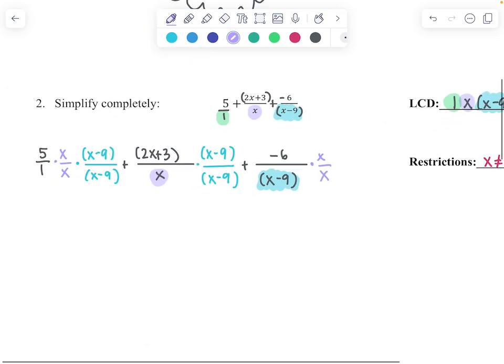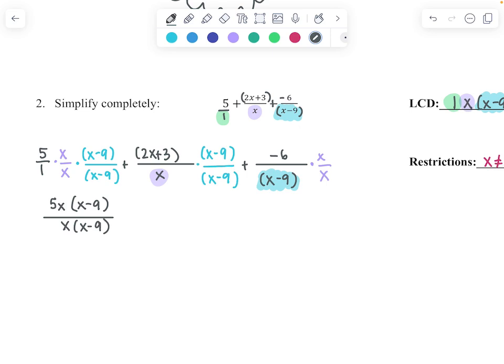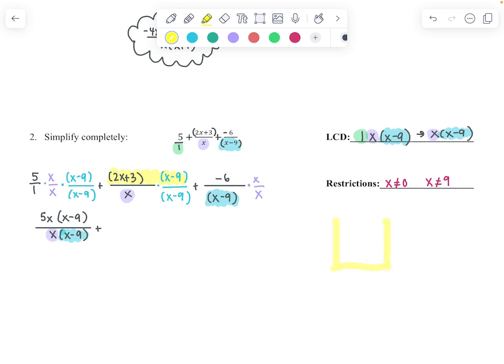So if we start out, let's just multiply the 5x here, so it becomes 5x times x minus 9, all over x times x minus 9. Now here, we're multiplying two binomials together. When we multiply two binomials together, we're going to need to make and use the area model. So off to the side here, I'll make an area model for us to multiply.